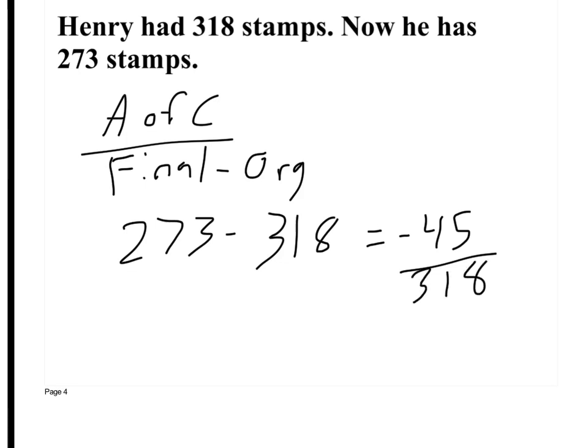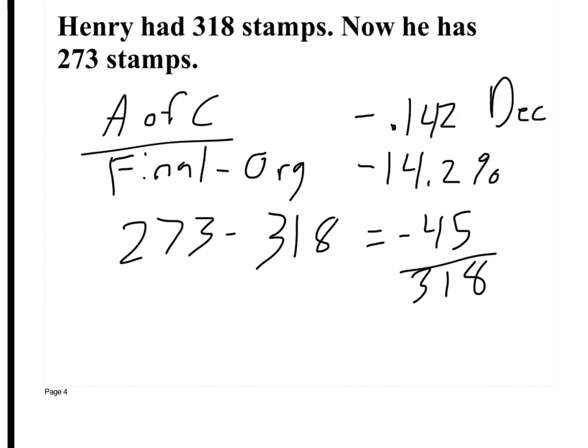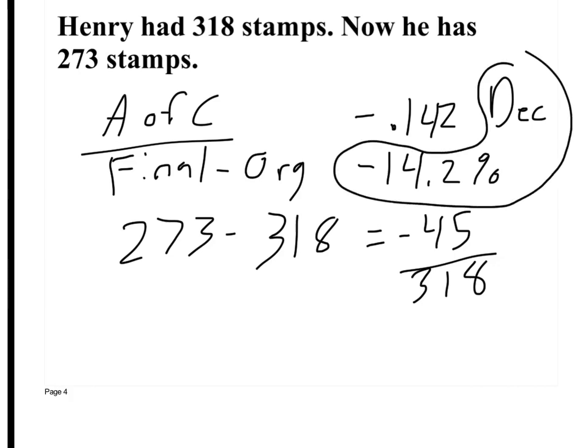Negative 45 divided by 318 gives me negative 0.142, which I have to change to a percent by multiplying by 100. So that gives me negative 14.2%. Is this an increase or decrease? This is a decrease because the percent is negative. It's also because if you look, 318 to 273 means he lost stamps. So there's our answer. Decrease, and it's a negative 14.2.